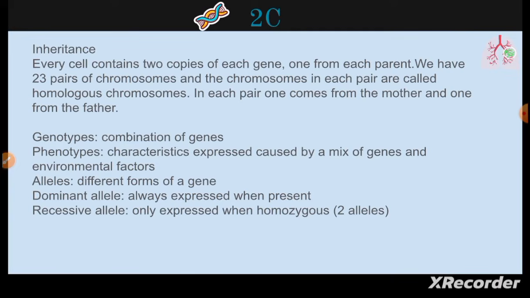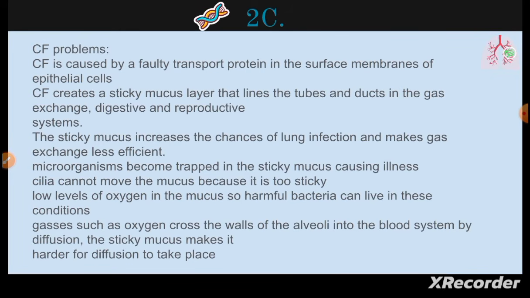Genotype is the combination of alleles in the individual. Phenotype is the characteristics expressed in an individual, caused by a mix of genes and environmental factors. Alleles are different forms of a gene. A dominant allele is always expressed when it is present. A recessive allele is only expressed when it is in homozygous form, so both alleles are recessive. You don't have any other allele to express, so the recessive allele is expressed.